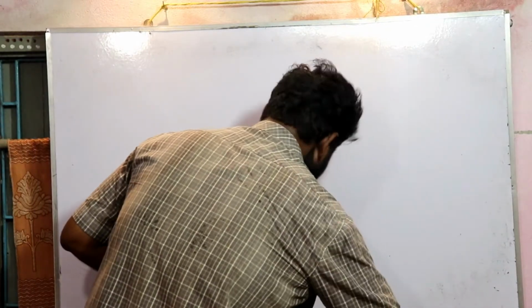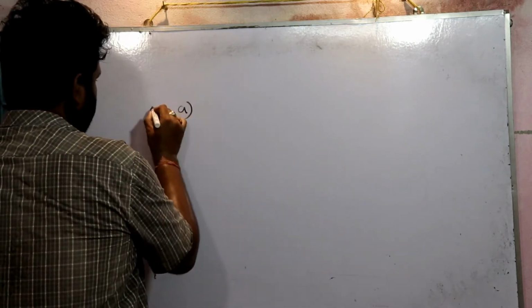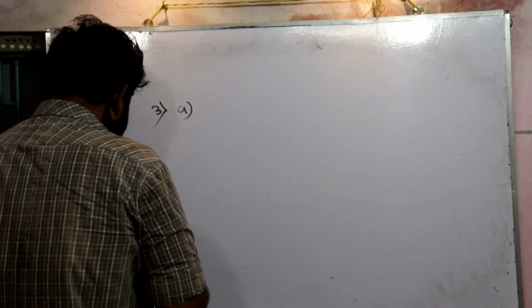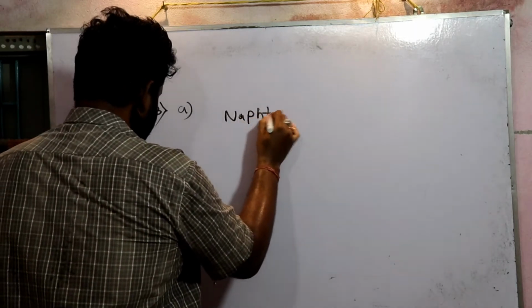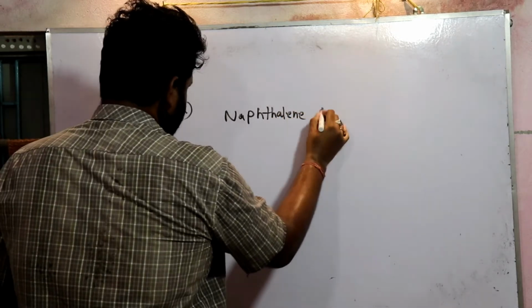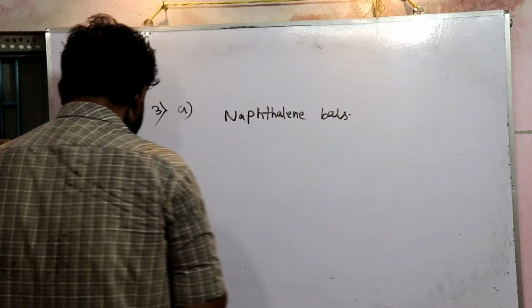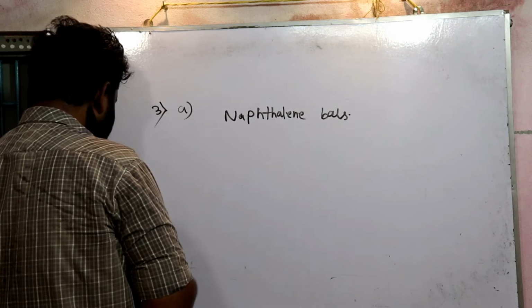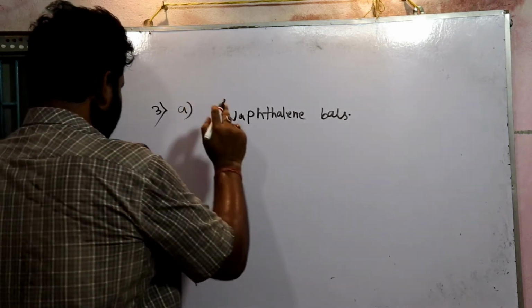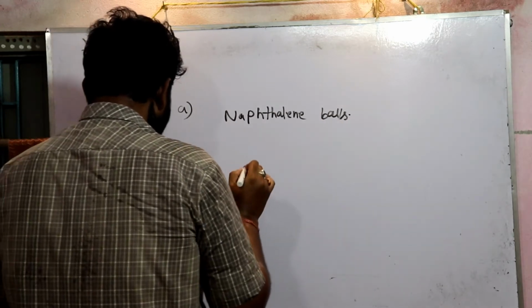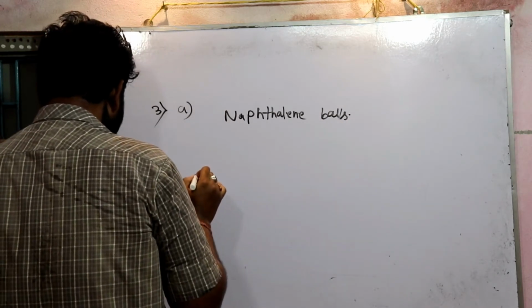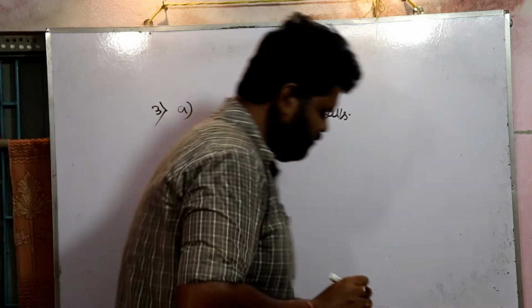Question number 3 is: give reasons for the following observation. Question 3a: naphthalene balls disappear with time without leaving any solid. Okay, so let's move to the answer.